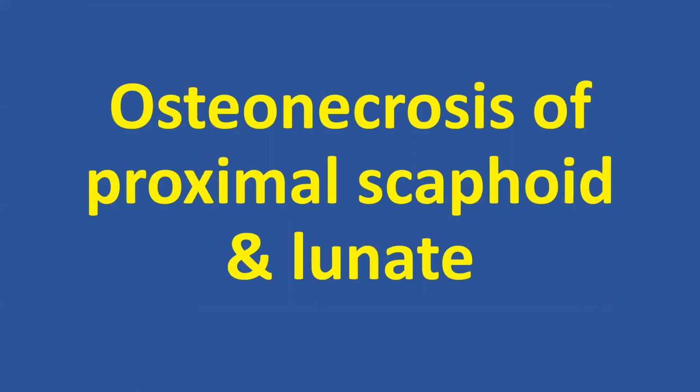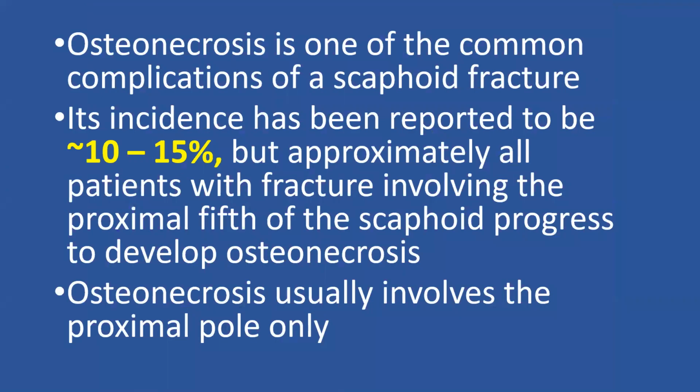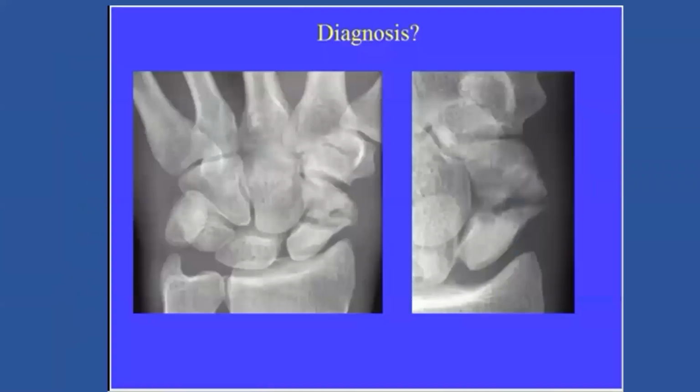What about osteonecrosis of the proximal scaphoid and lunate? Osteonecrosis is one of the common complications of scaphoid fractures. Its incidence has been reported to be 10 to 15%, but approximately all patients with fracture involving the proximal fifth of the scaphoid progress to develop osteonecrosis. Osteonecrosis usually involves the proximal pole only.